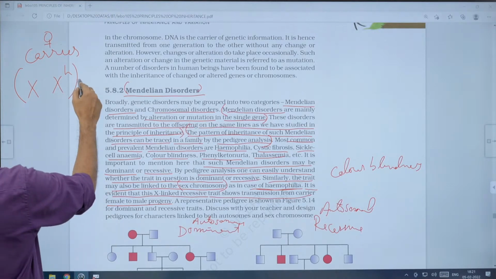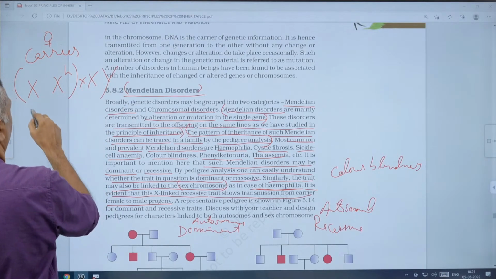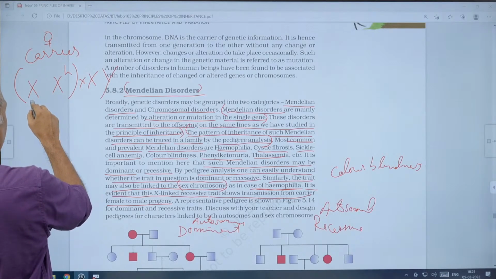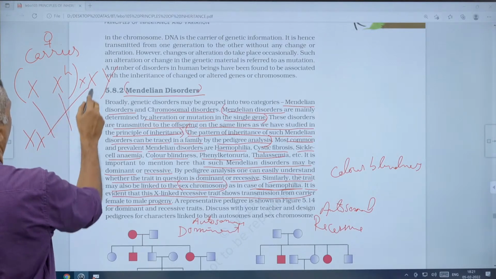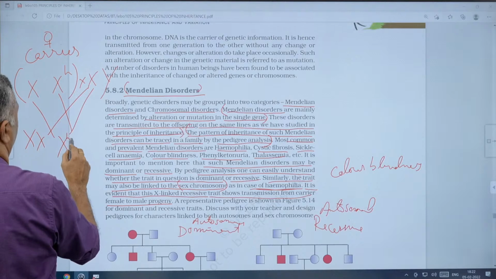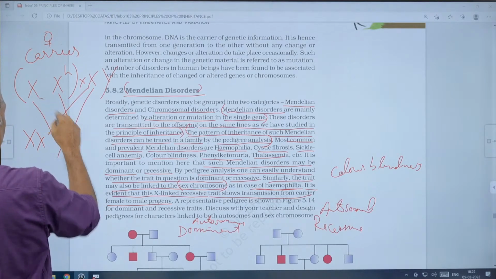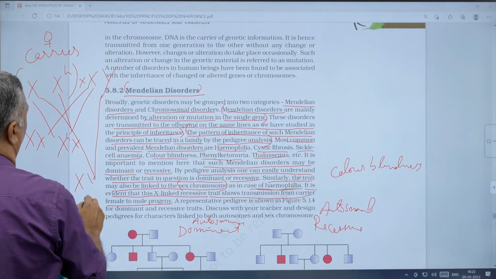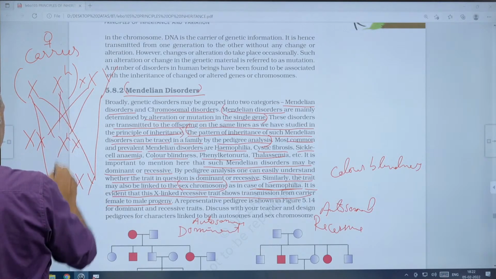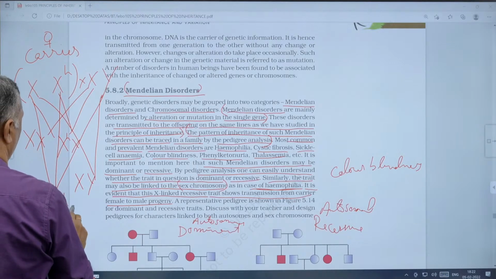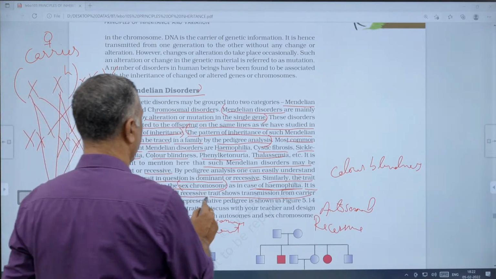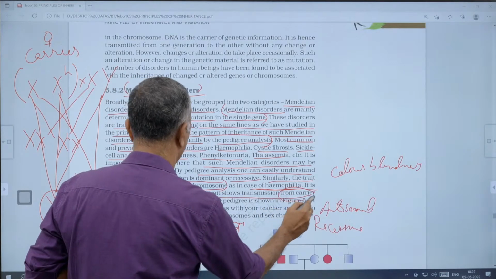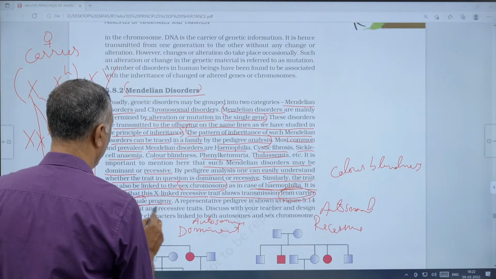When this carrier female is crossed with a male, we can see the result. Females are XX and X small h X, and the males are XY, normal. Then this X and this Y give X small h Y, that will be hemophilic. So this X-linked recessive trait shows the transmission from carrier female to male progeny.